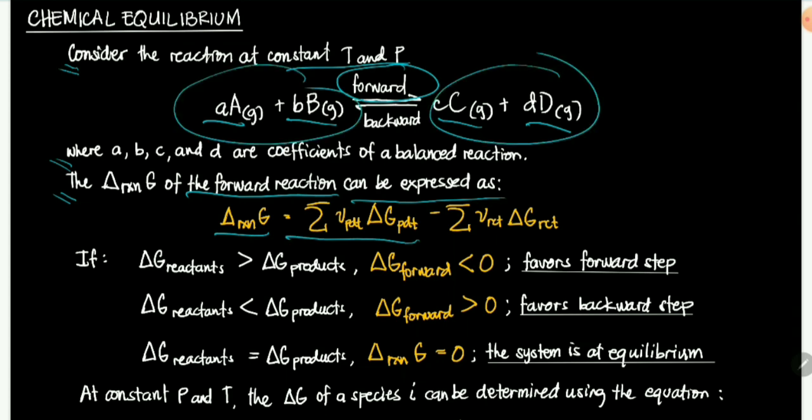So, state function din ang delta G. Para siyang delta H and delta U. So, para makuha natin yung delta G ng reaction, we will have to subtract the delta G of the reactants from the delta G of the products kapag forward yung process. Okay? So, this is the delta G.